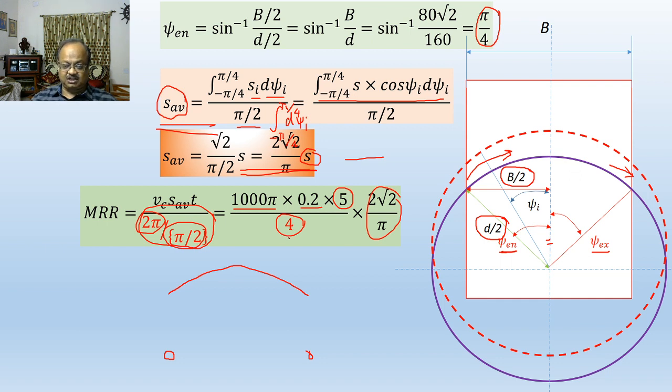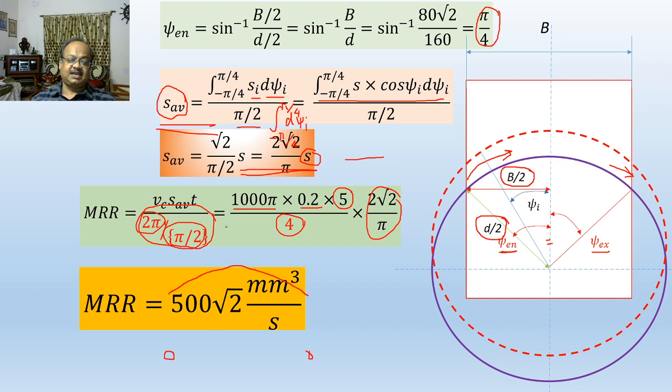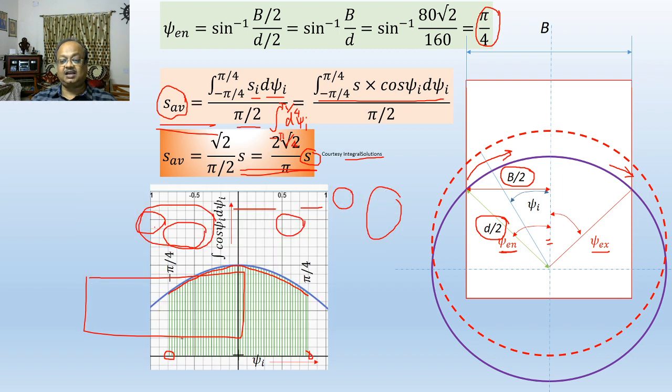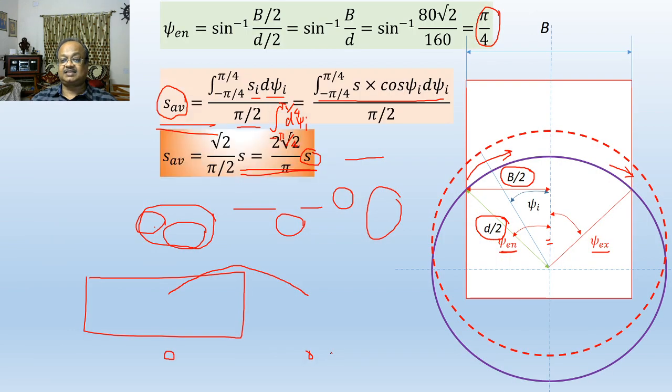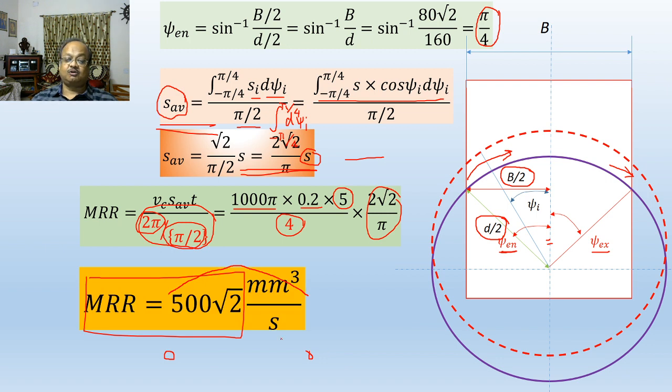If you put all the numerical values there, you will get a value of MRR which is 500 root 2. So it is the same value of MRR that we have obtained earlier using our normal approach, the standard approach. And the same value can also be obtained using the generalized approach of V C S into T.